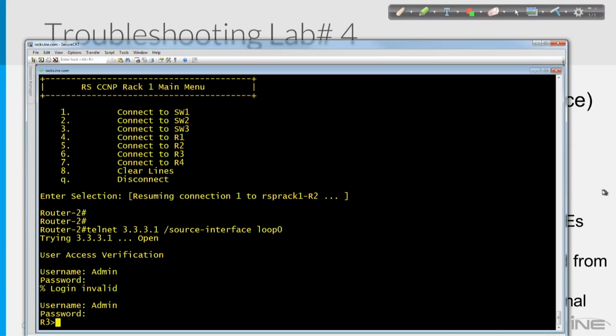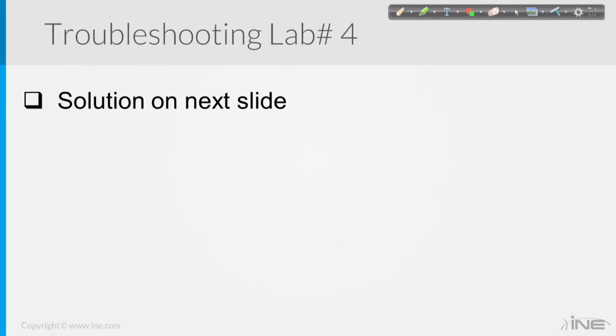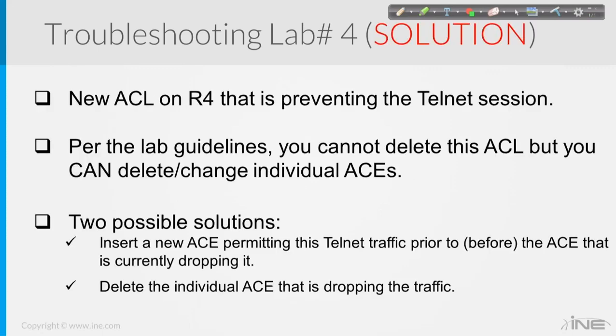So in this particular lab, the problem was that R4 had an access list, and one of the entries in that access list was blocking the telnet session. And so what we ended up doing was deleting that individual ACE entry that was dropping the traffic.